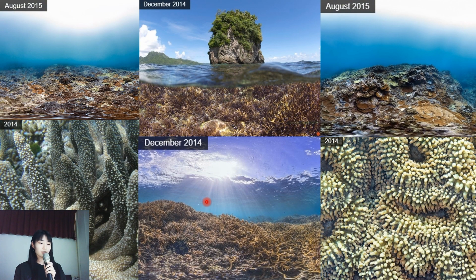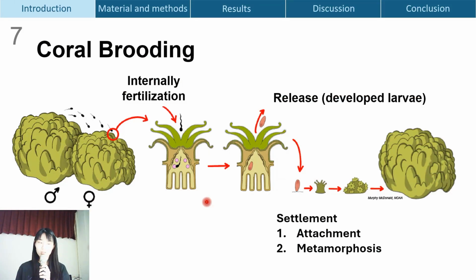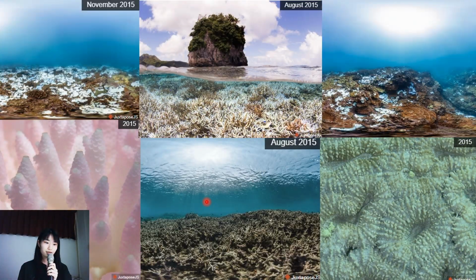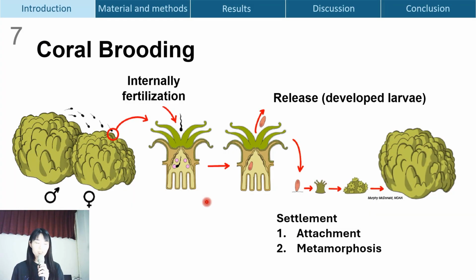And as for the coral's importance, I think I don't need to spend too much time on this. We all know corals are bleaching and dying, and to regenerate them, we need to know how they reproduce. So corals' reproducing strategy has two ways. One is spawning and two is brooding. And our research subject, Leptastrea purpurea, uses brooding.